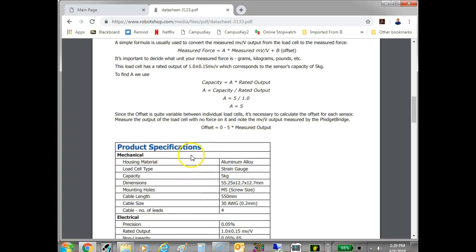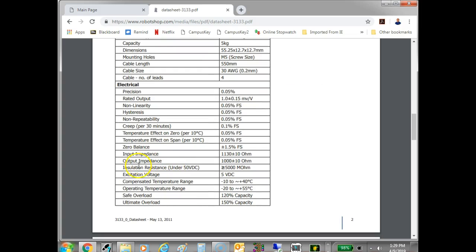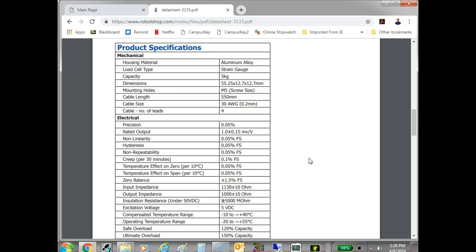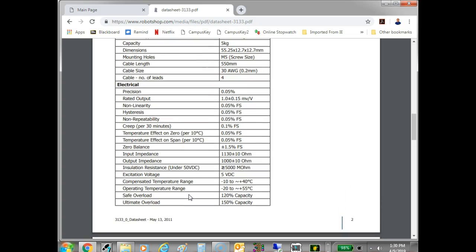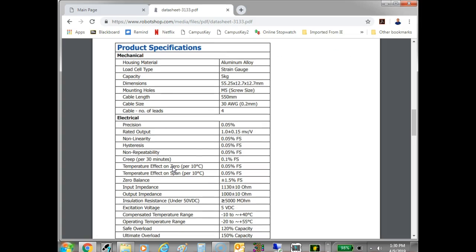So this one can measure up to 5 kilograms. So this would be a big one. But then they give you the excitation voltage. So this is the voltage you apply to it. This guy's going to do what? 5 volts DC. I'm looking for the output voltage per pound, but I don't see per kilogram. But oh yeah, rated output: 1 millivolt per volt.